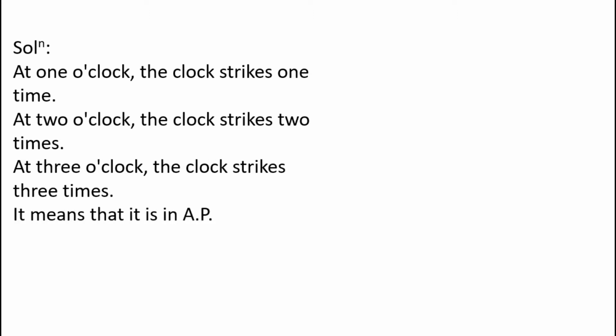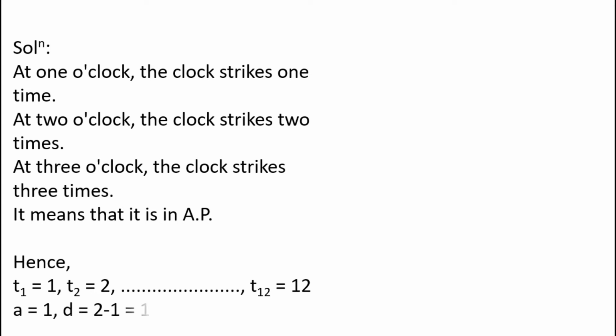It means that it's in AP. It is T1 is equal to 1, T2 is equal to 2, and similarly T12 is equal to 12. It means first term is 1, second term is 2, and 12th term is 12. We can also write a is equal to 1. a means first term, and common difference d is 2 minus 1, which is 1, and number of terms is 12.